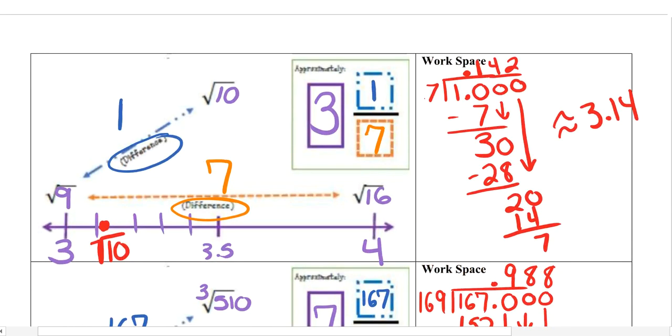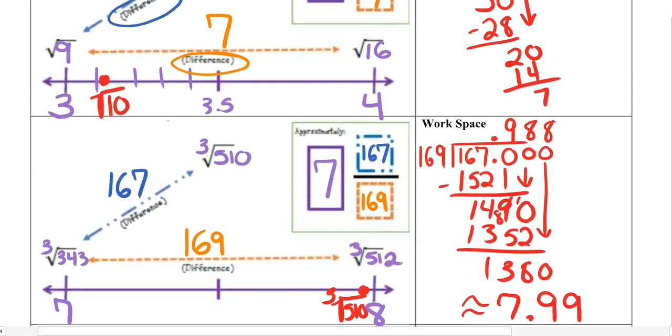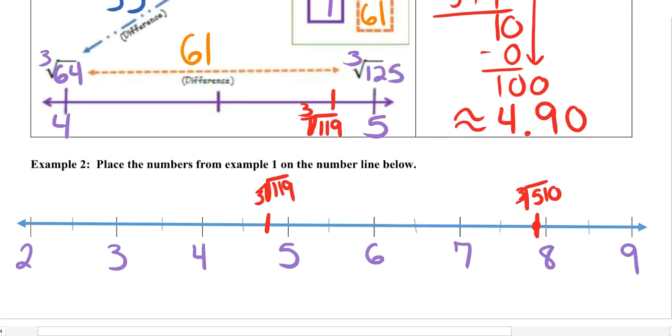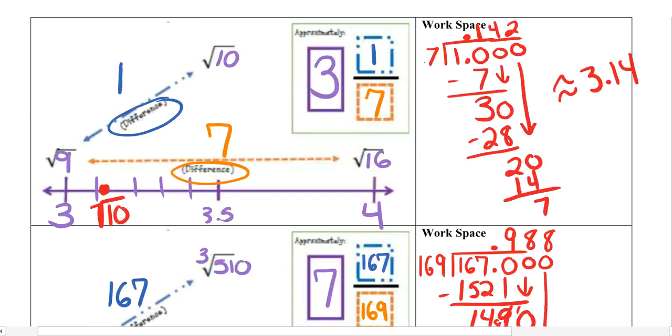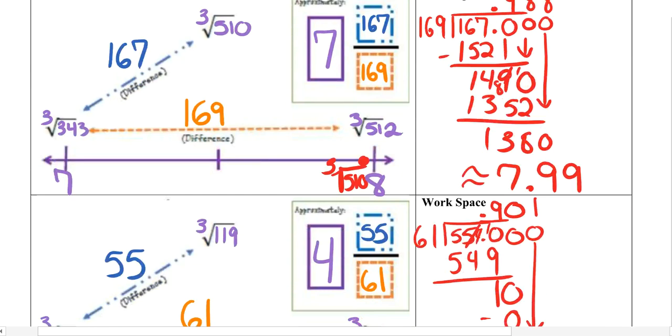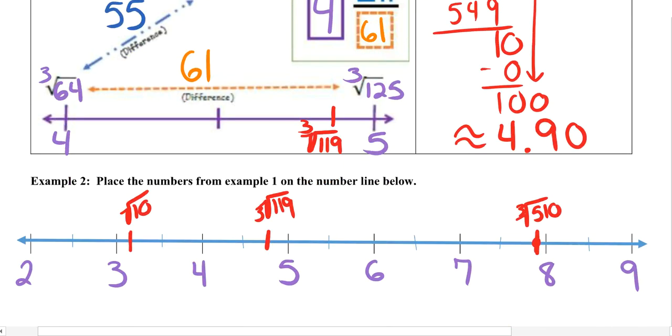We then also have the square root of 10, which is close to 3.1. So we would say maybe here, the square root of 10. And our very first number that we ordered was the square root of 5. That was close to 2.2. So if we go here, 2.2, maybe about there, that would be the square root of 5. So making sure that you're able to put those on the number line as well.